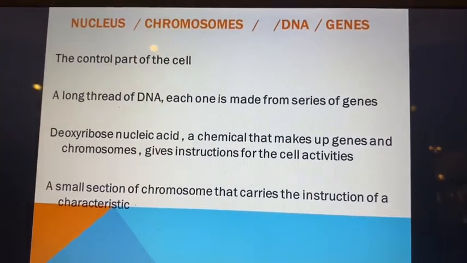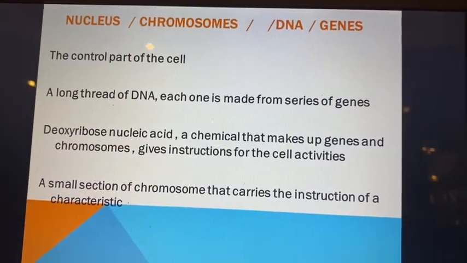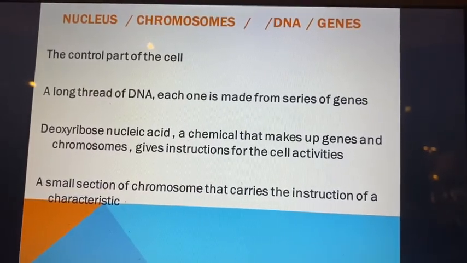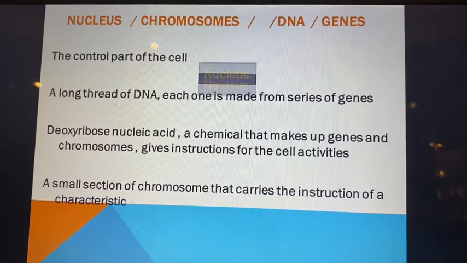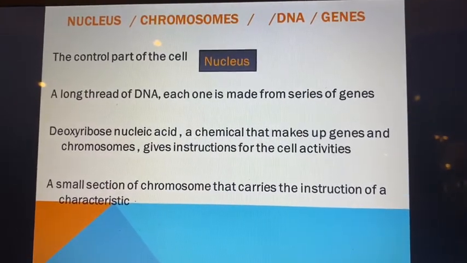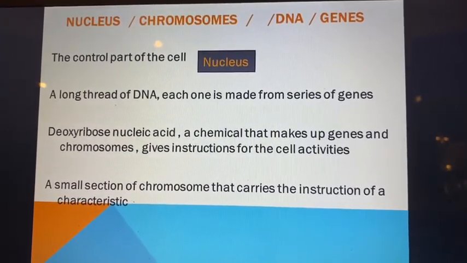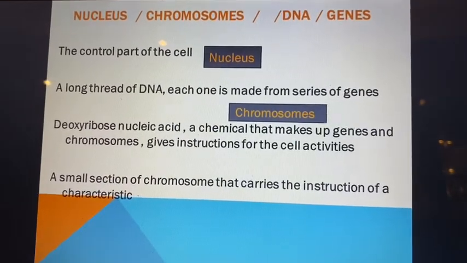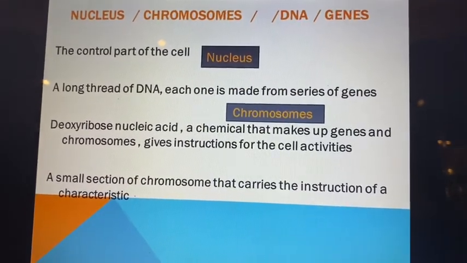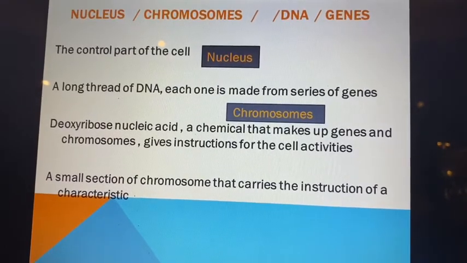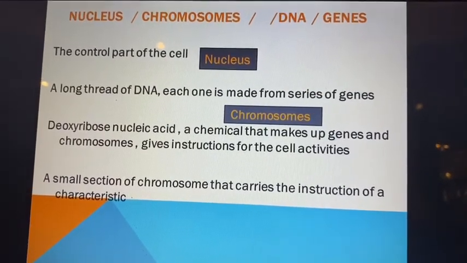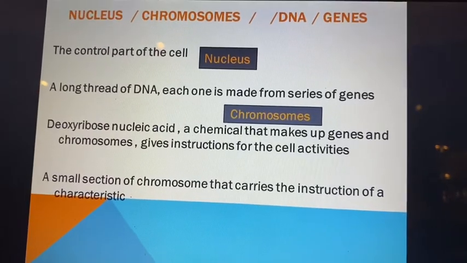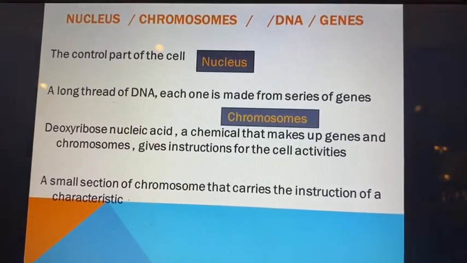Okay, let us figure out. We have the words nucleus, chromosomes, DNA, and genes. The control part of the cell is the nucleus. A long thread of DNA, each one made up from a series of genes, is the chromosome. Deoxyribonucleic acid, a chemical that makes up genes and chromosomes, gives instructions for the cell activities.